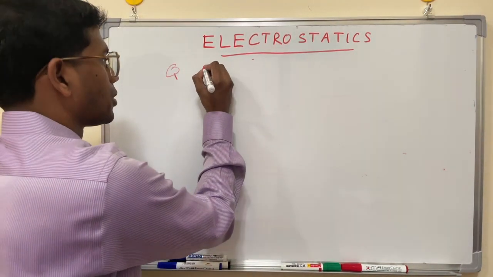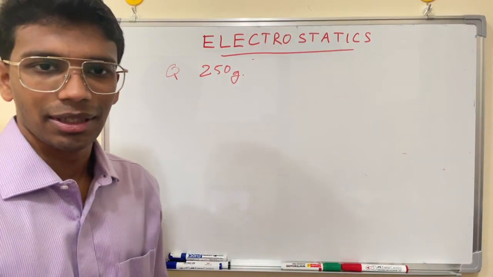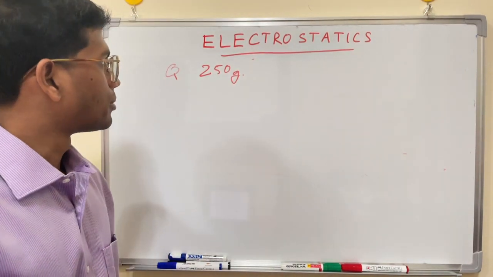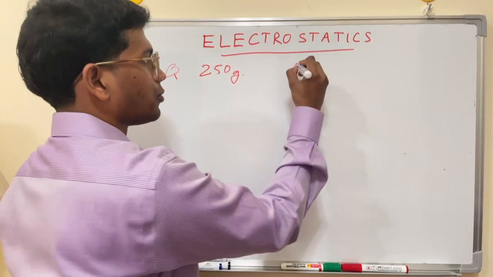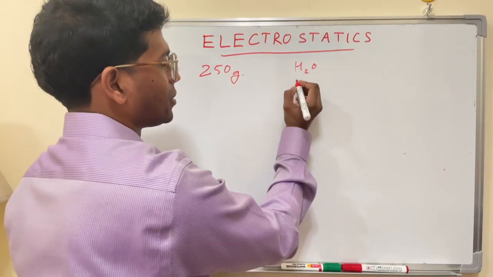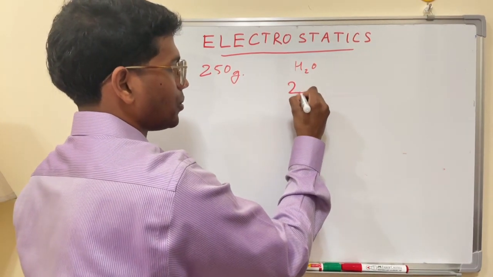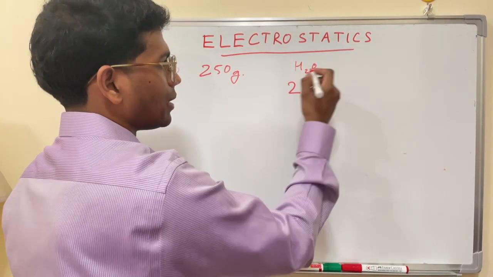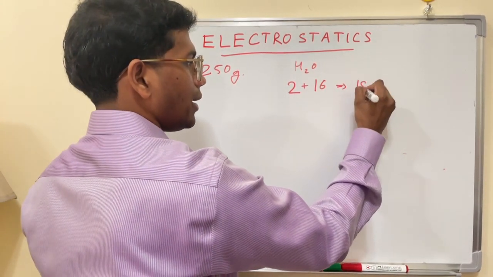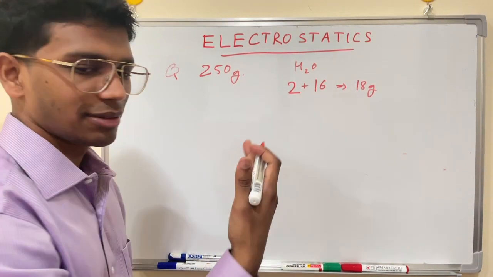So let's say a cup of water is maybe 250 grams, or you could use 200. It really doesn't matter. The book uses 250, so I'm just going to use 250. So 250 grams of H2O. Now this is a bit of chemistry, right? H2, there's 2, and O is 16. So 18 grams of water in 1 mole, right? 1 mole of water weighs 18 grams.